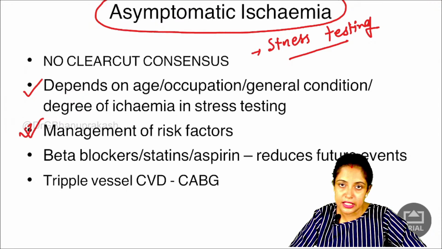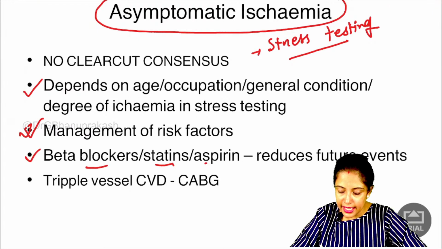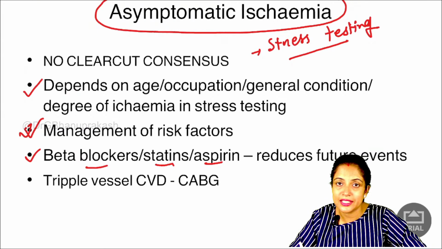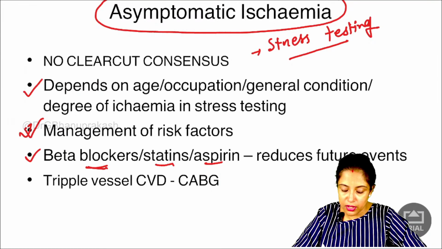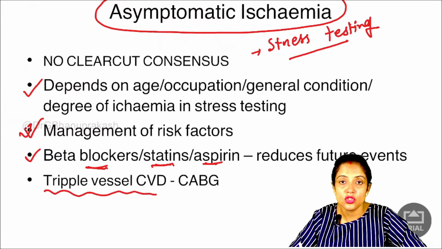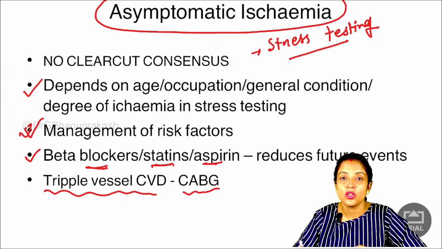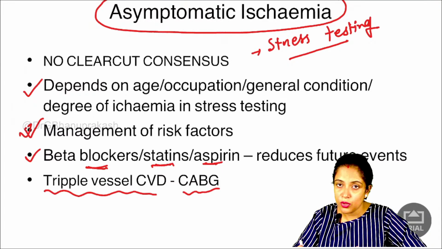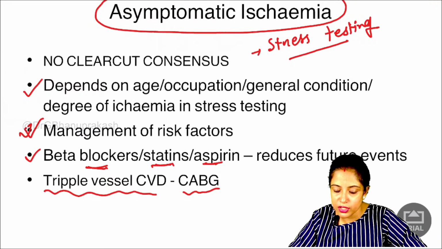Management of risk factors is very important. All the risk factors for CAD should be modified and managed. Beta blockers, statins, and aspirin can be advised because they reduce mortality and reduce future cardiac events in this group of people. If there is triple vessel disease on coronary angiography, revascularization definitely. So we need to know that there is something known as asymptomatic ischemia or silent ischemia.